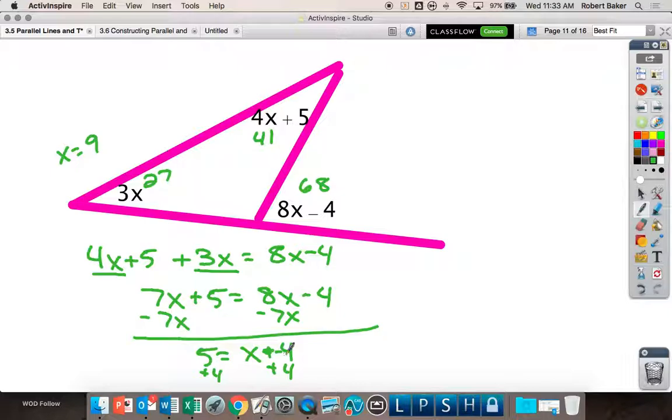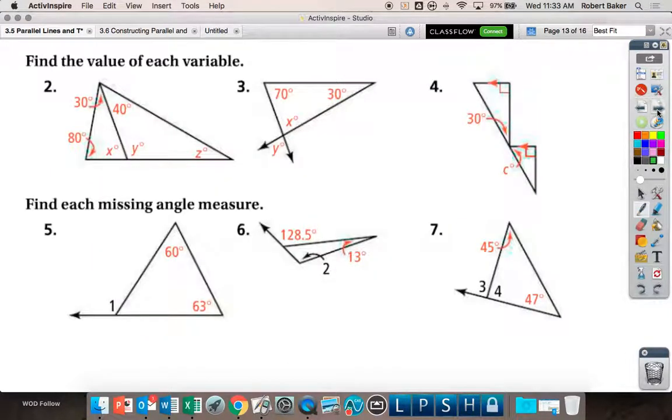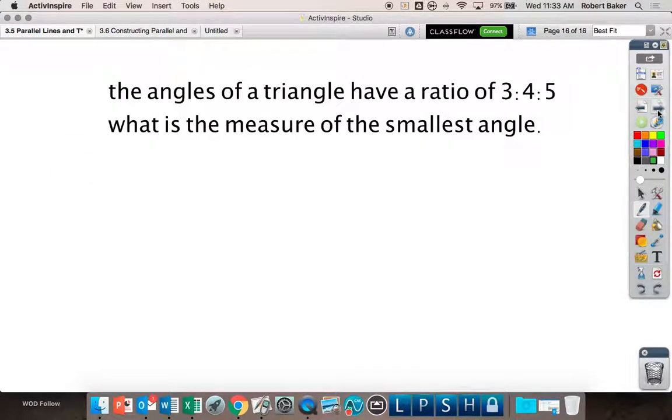Are you ready for a really pre-AP question? Yes. I'm not changing anything. Now come back to that. There it is. The angles of a triangle have a ratio of 3 to 4 to 5. What is the measure of the smallest angle?